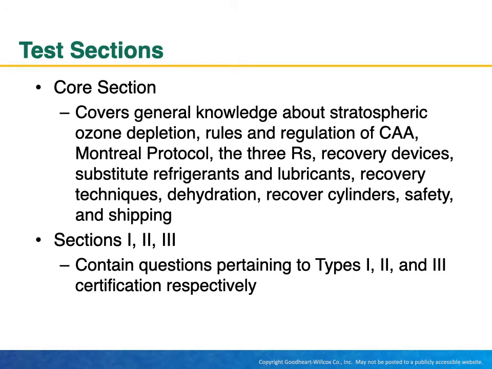Test sections. Core section covers general knowledge about stratospheric ozone depletion, rules, regulations of the CAA, Montreal Protocol, and the 3 R's, recovery devices, substitute refrigerants and lubricants, recovery techniques, dehydration, recovery cylinders, safety, and shipping. Sections 1, 2, and 3 contain questions pertaining to types 1, 2, and 3 certification respectively.